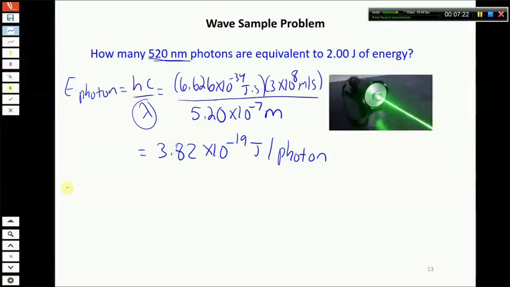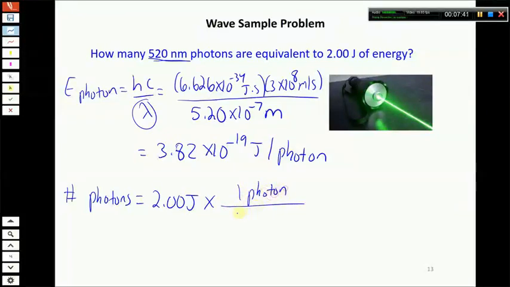Then if we want to calculate the number of photons that we need for 2 joules, we are going to use this as a conversion factor. This is the energy of one photon. So if we're trying to generate 2.00 joules, we want to figure out how many photons that is. We know that one photon has an energy of 3.82 times 10 to the minus 19 joules. Or we could have set this up as a proportionality if you prefer to do it that way. It works the same way. But we use this as a conversion factor. Joules cancel out, and that gives us the number of photons we would need.